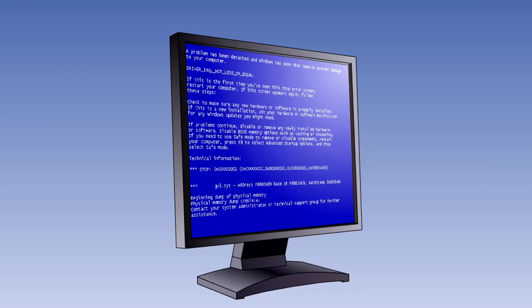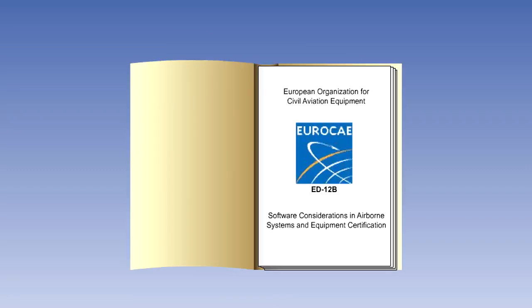Where computers are used to control safety-critical pieces of aircraft equipment, it is essential that the software is exhaustively tested to ensure that there are no bugs in it, which could lead to failure of the equipment. The regulations governing this testing and the acceptable failure rates of software are contained in the document Euro-CAE ED12B, titled Software Considerations in Airborne Systems and Equipment Certification, issued by the European Organisation for Civil Aviation Equipment.